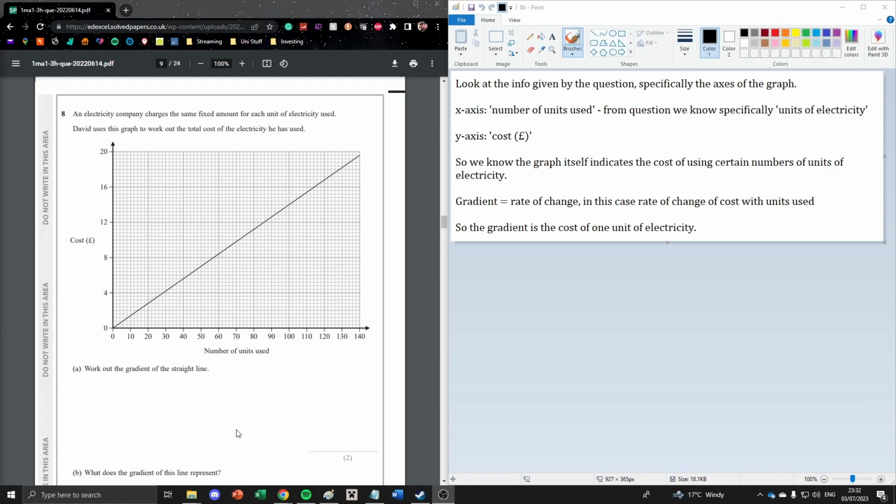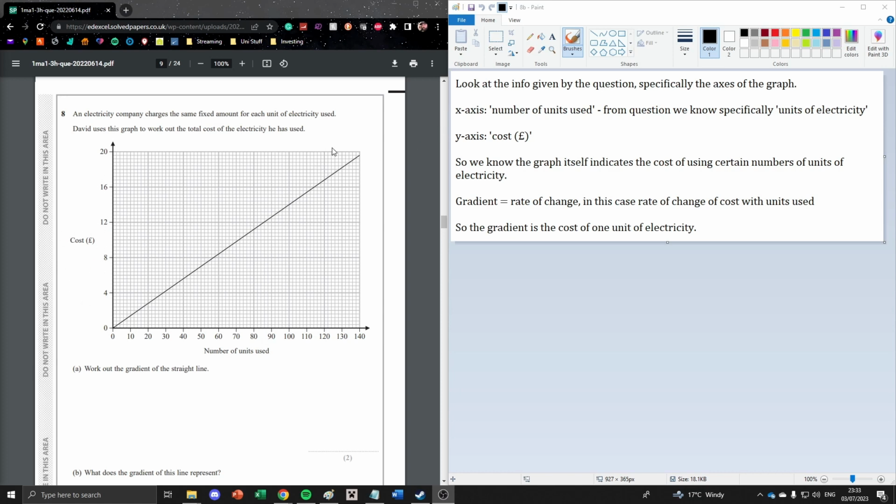And part B of question 8 asks a bit of a peculiar question. It says, what does the gradient of this line represent? So when we are faced with a bit of a new question like this that isn't commonly repeated among different papers, it's important to think about the units. So we can see our x axis here describes the number of units of electricity used, so clearly that's not that well detailed, and the y-axis is the cost of those units of electricity.